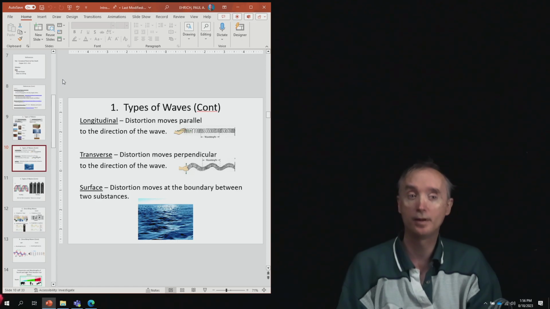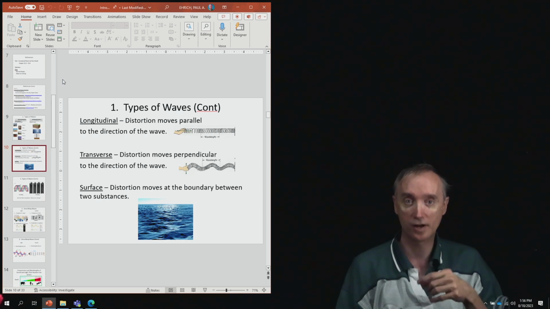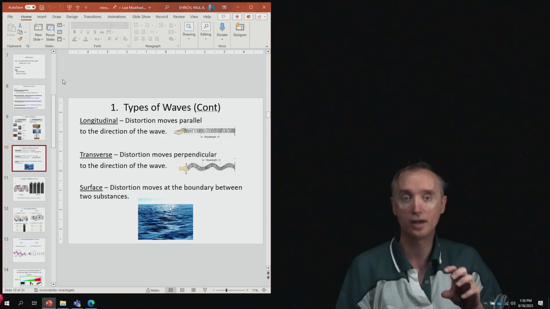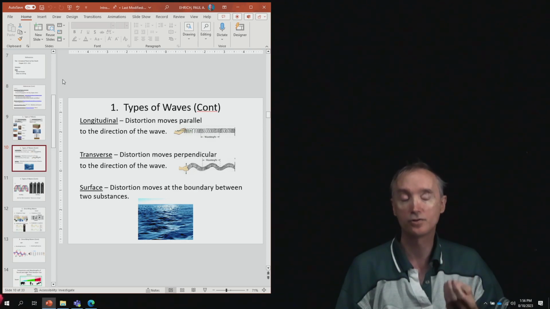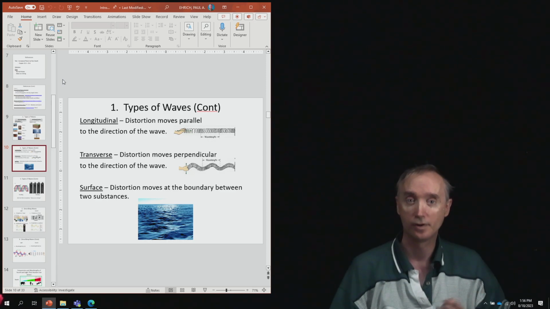Okay, but think about an earthquake wave. So it turns out that you can have longitudinal waves that travel through the earth, and you can also have transverse waves that travel through the earth. And so the longitudinal waves are going to be called the P waves. You have heard of that. And then the transverse are going to be called the S waves.